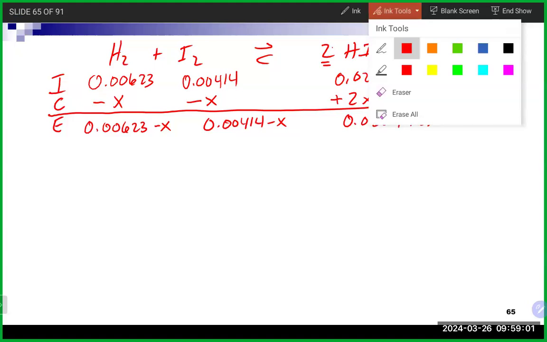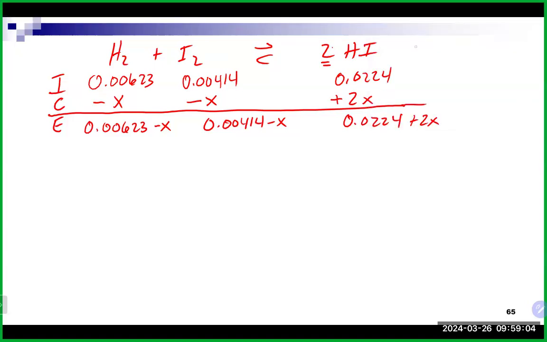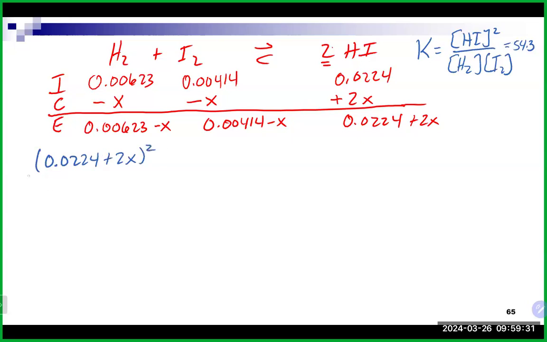All right, so like normal here, we can go into our equilibrium expression, which would be HI squared over H2 and I2 in this case. And as we saw in the previous problem, 54.3 looks like a winner. So putting all that in there will get us 0.0224 plus 2x, squared, divided by 0.00623 minus x times 0.00414 minus x, is equal to 54.3.